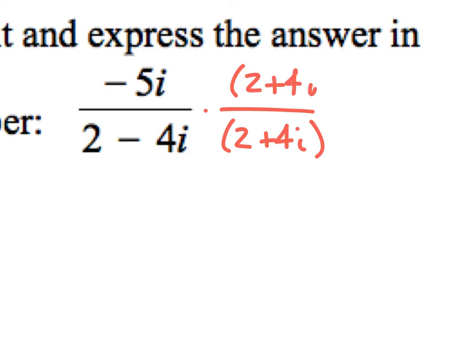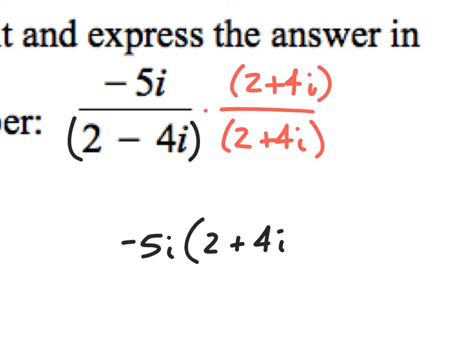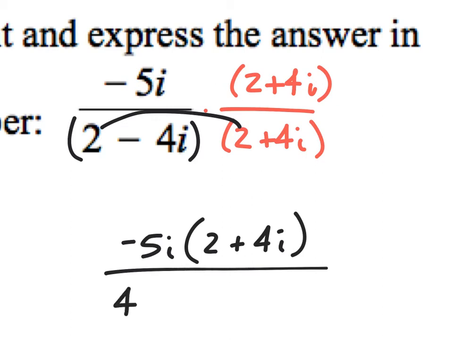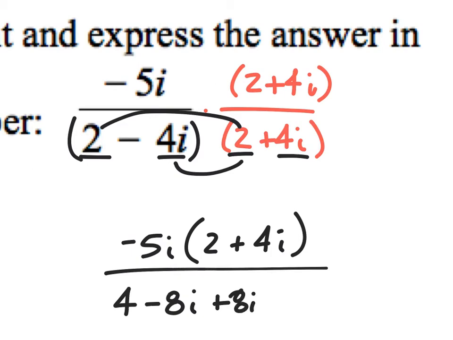I'm going to do that on the top and on the bottom. Now you can use the formula if you're familiar with it, or sometimes it just helps to keep multiplying it out. So my next step is negative 5i times 2 plus 4i. I'm going to leave that up there. Down below, I'm going to do my multiplication. 2 times 2 gives me 4. Negative 4i times 2 gives me minus 8i. 2 times positive 4i gives me plus 8i. And negative 4i times positive 4i is negative 16 times i squared. That's going to be my whole denominator.